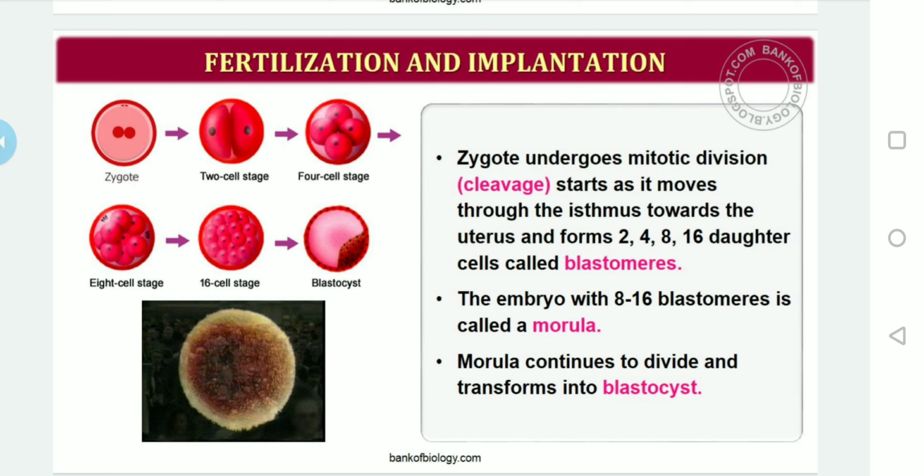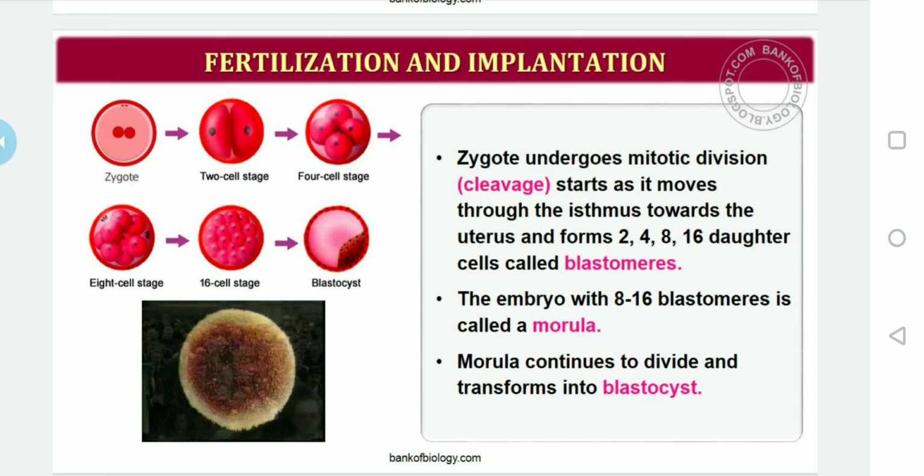After this, the process continues in the form of implantation. Let me explain how exactly implantation takes place. First of all, what is the definition or meaning of implantation? I told you in the beginning of this class also, implantation is the attachment of the blastocyst to the endometrium wall of the uterus. Let me repeat once again: implantation is the process of attachment of the blastocyst to the endometrium wall of the uterus.